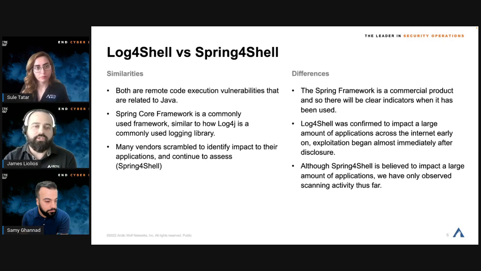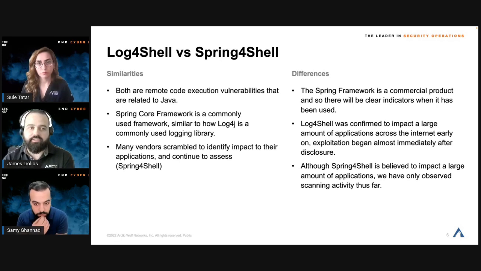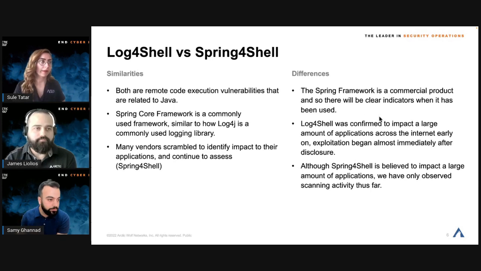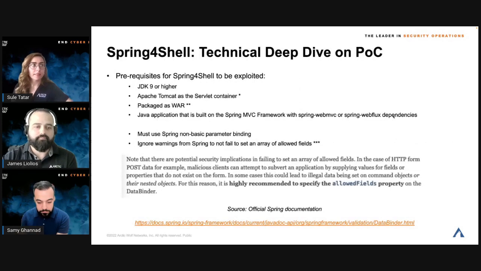Now, with Spring4Shell, it is believed to impact a large amount of applications. However, we have only observed scanning activity thus far. It appears that threat actors are still trying to figure out how to exploit this and which applications they can target. And so in the future, we may see campaigns exploiting this vulnerability at a larger scale. We're just not seeing that yet, but in the future, we could. Fantastic. With that, I think we can move to the technical deep dive of the POC.